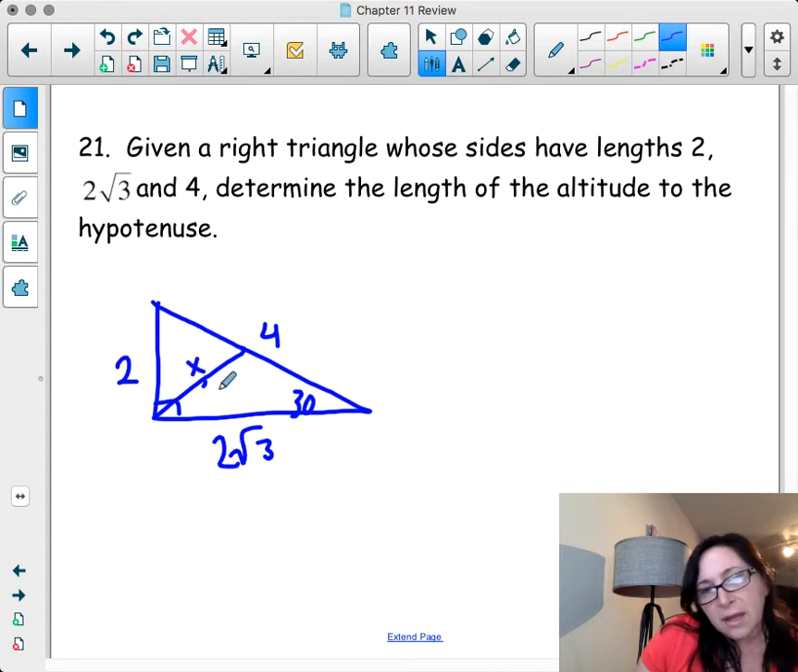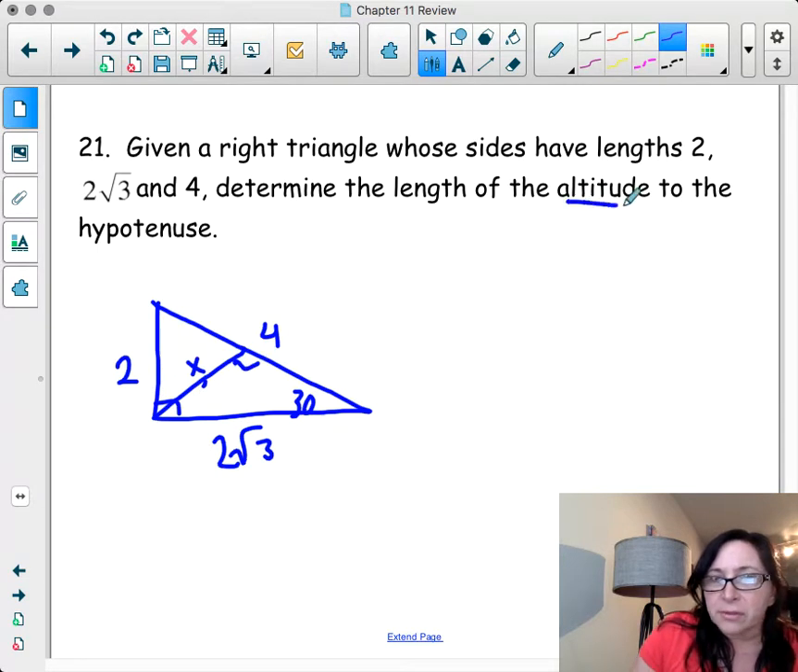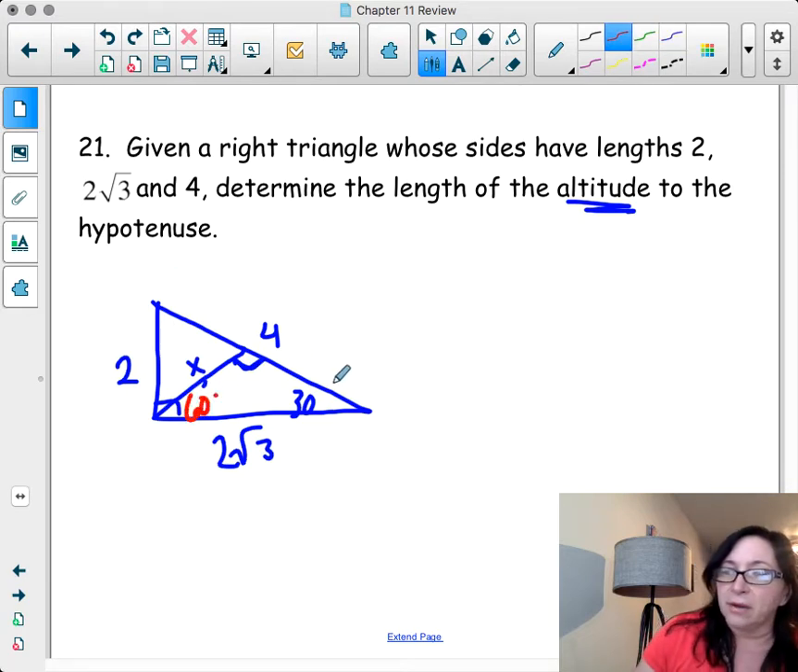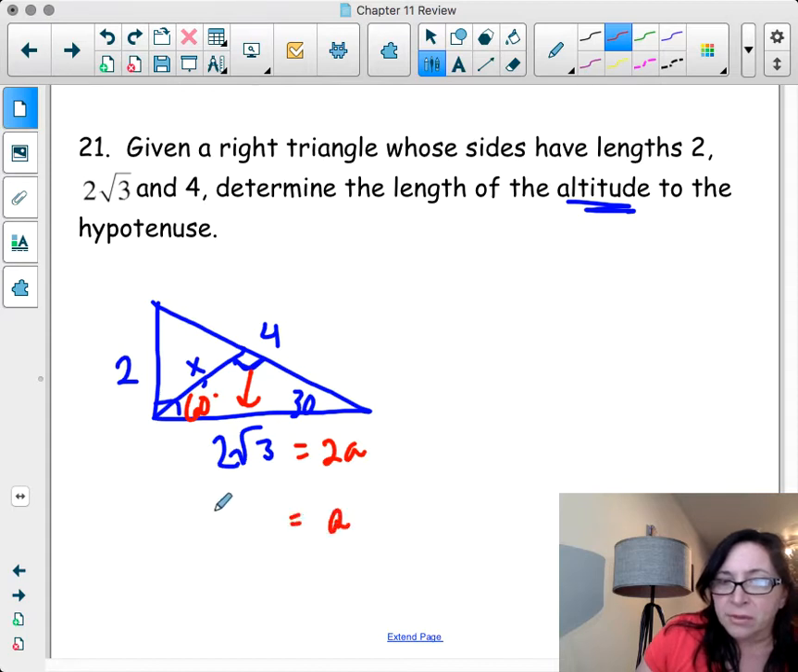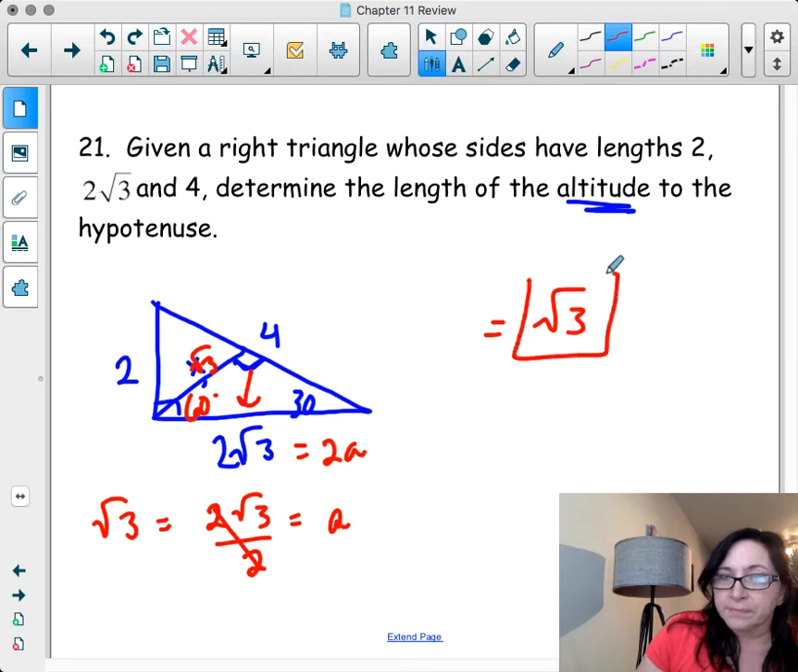And so if this right here is an altitude, it has to be perpendicular. And so that's a 30, which now makes this little angle in here a 60-degree angle. So if across from the 90 is equal to 2a, a is equal to 2 root 3 divided by 2. The 2's cancel. We have root 3. Across from the 30 is your a. So therefore, across from here is root 3. So my answer is root 3.